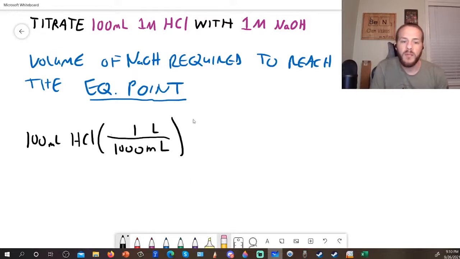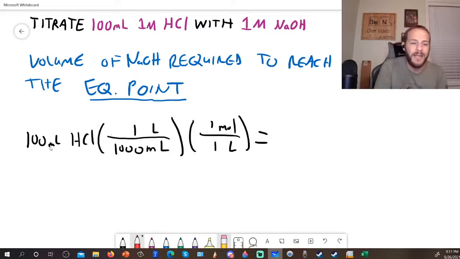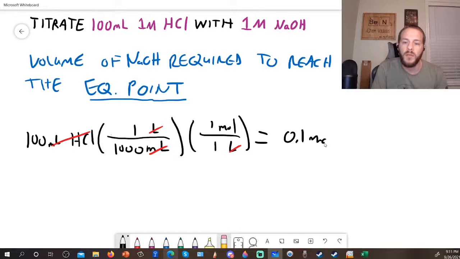And now that we've got liters, we can simply convert to moles using the molarity of the HCl solution. We'll put liters on the bottom and we'll put moles on top. If we have a 1 molar solution, that means that we have 1 mole per 1 liter of solution here. Just going to make sure that all of our units cancel out here. Milliliters cancel with milliliters, liters cancel with liters, and we're left with moles. And so we have 100 divided by 1,000. Pretty easy calculation, mathematically speaking. That's going to be 0.1 moles.